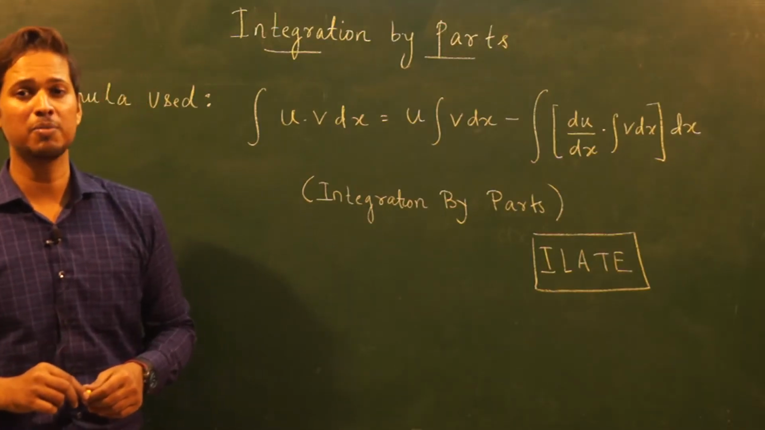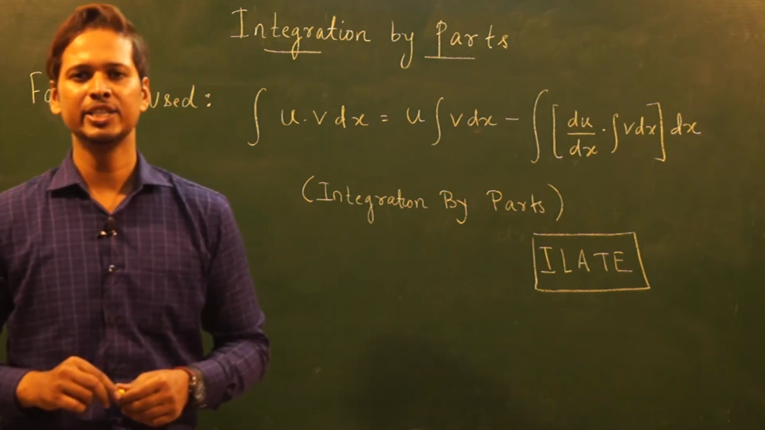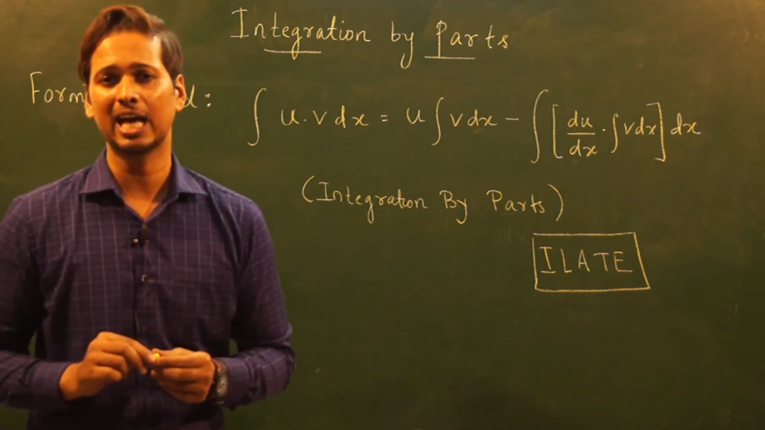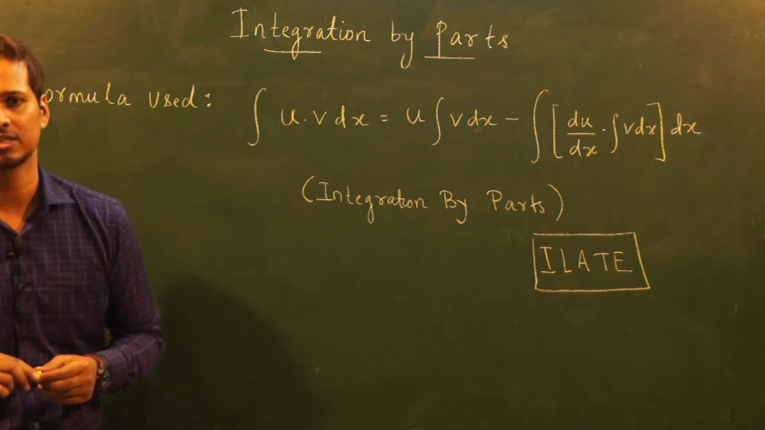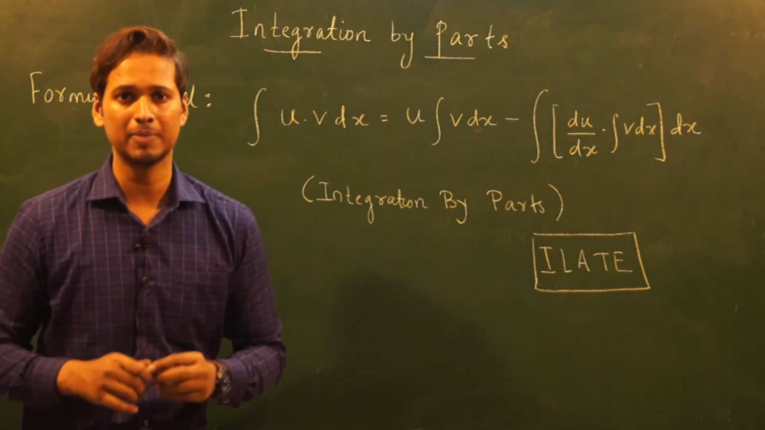Hello friends, this problem of the integral of (ln x) whole square can be solved by using a very simple tool in calculus called integration by parts. So I'll quickly run you through the formula and then we'll learn how to solve this problem.